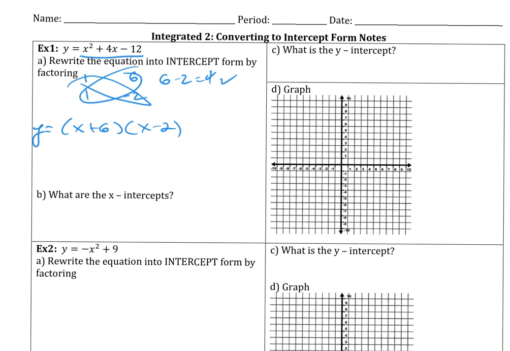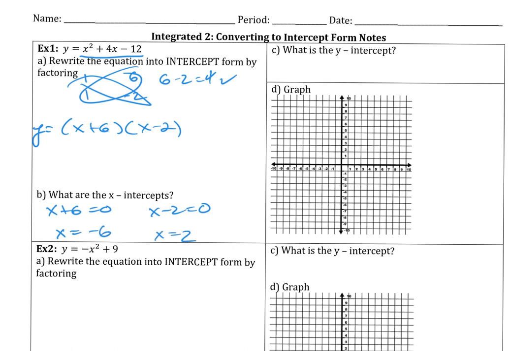In order to find the x-intercepts, as we discussed in class, we're going to take each one of our factors and set them equal to 0. So I have x plus 6 is equal to 0. And then we also have x minus 2 is equal to 0. And then when we solve each one of these, we get our x-intercepts, which would be negative 6 and positive 2.